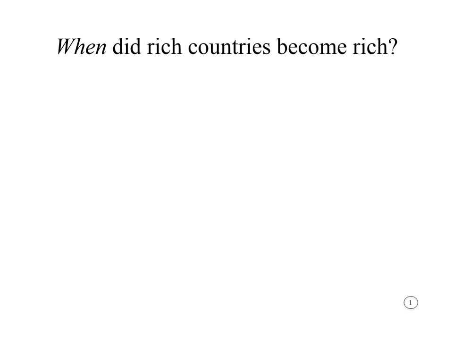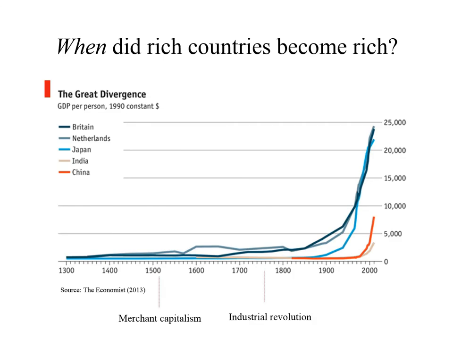Now, the first question is, when did the rich countries become rich? We know the start of the Industrial Revolution is roughly the end of the 17th century, the beginning of the 18th century. In my opinion, things really start to change in the mid-19th century, in the mid-Victorian era. As you can see, before that, you have the income per person, in 1990 constant prices, of Britain, Netherlands, Japan, India, and China. There was not that much of a difference, and then we had a divergence.